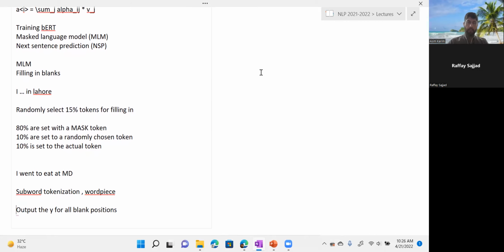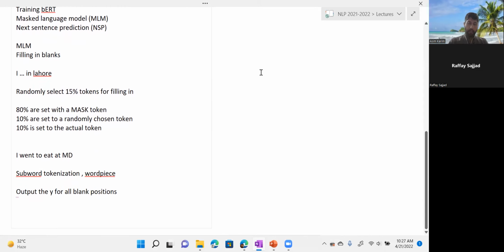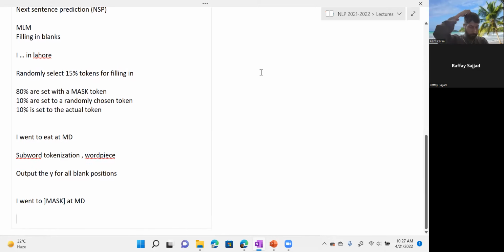So this Y, as I said, is a softmax over the vocabulary. It should be the actual word. So for example, let's say what I had above was, I went to eat. So let's say this was my mask at MD. So the output Y at the mask position should ideally be eat. If it is not eat, then this is the loss. Similarly, for every blank or filled position we will compute the loss, and then aggregate and update our network with stochastic gradient descent. Okay, so this is the masked language model approach.